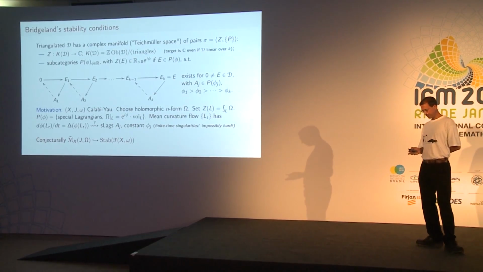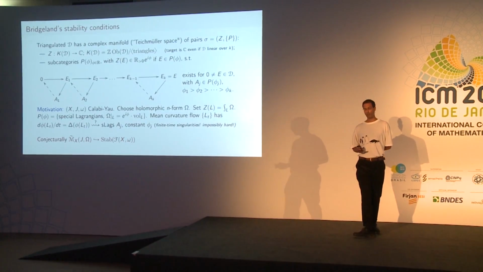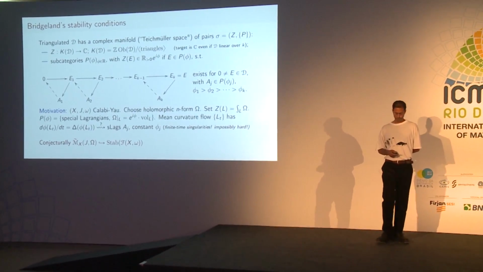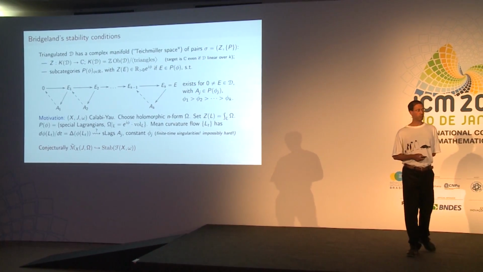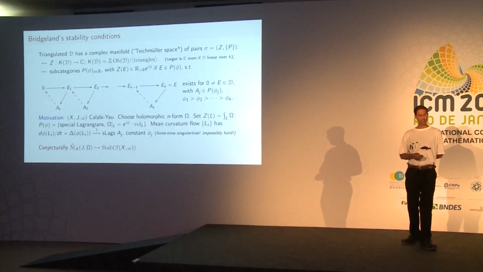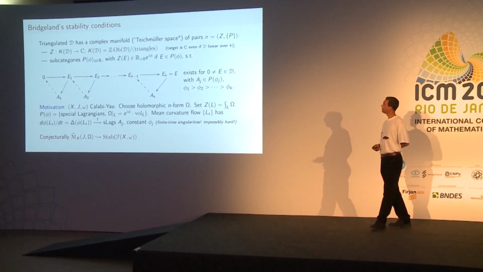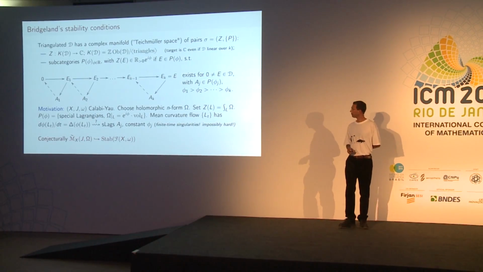And then the other piece of data is a massive collection of subcategories, one for every real number phi. These are called P phi. It's tied to this map Z because if I take an object in one of the subcategories, Z should take it to a complex number of slope phi. So the elements of P phi are said to be phi stable.